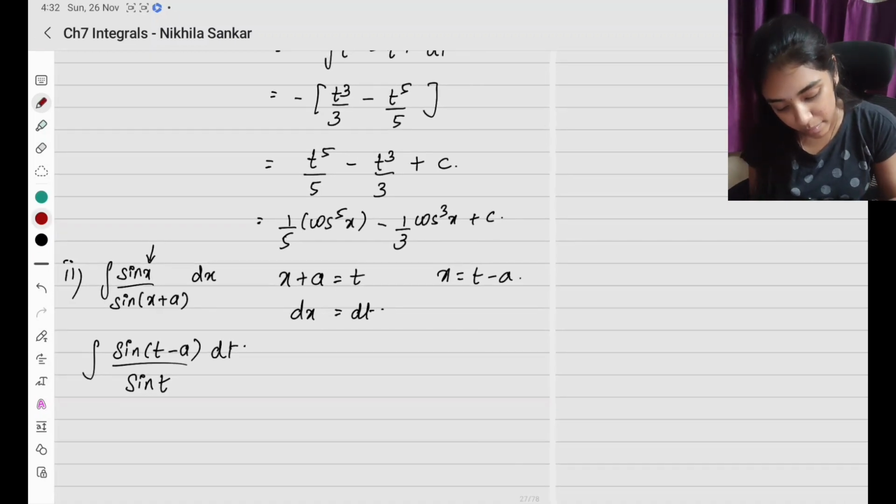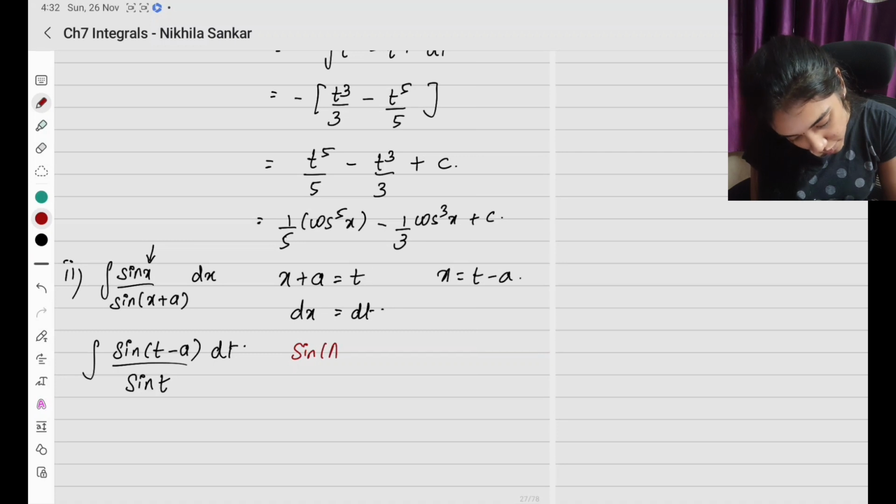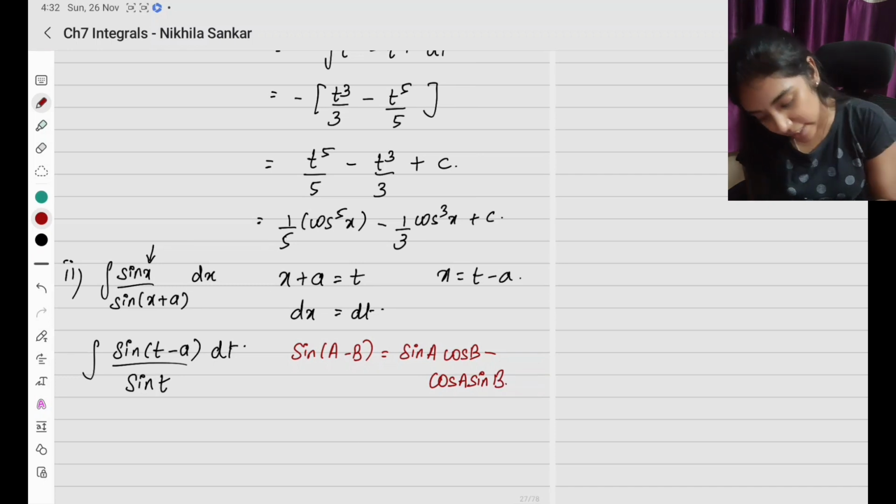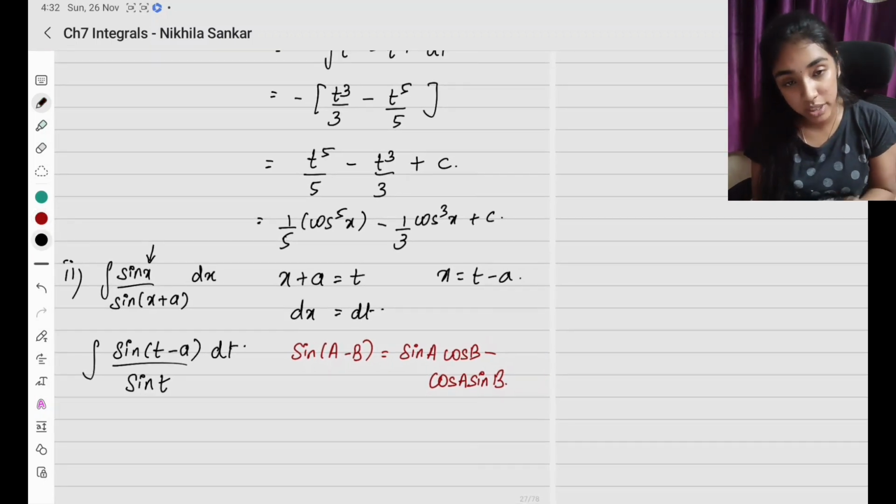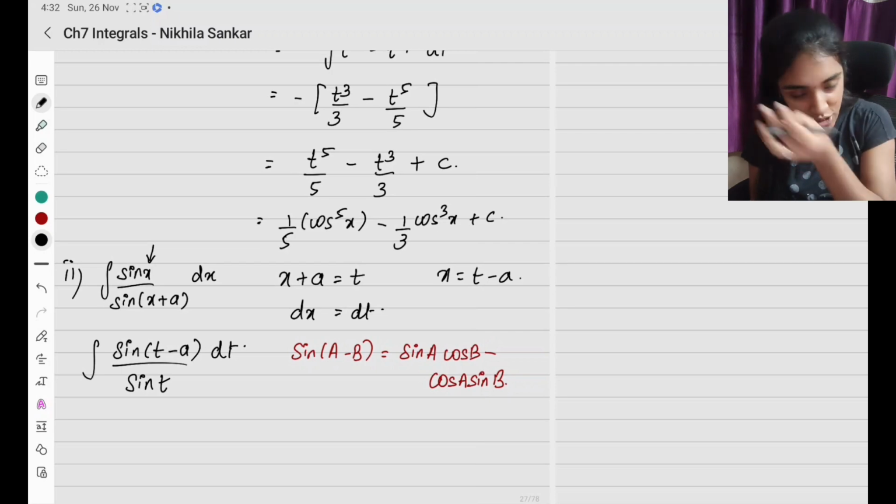I have sin of a minus b. So sin of a minus b ஃபார்முலா என்ன? Sin of a minus b equals sin a cos b minus cos a sin b. கரெக்டா? இது நியூமரேட்டர்ல இருந்தா தான் ஸ்ப்ளிட் பண்ண முடியும். டினாமினேட்டர்ல இருந்தா ஸ்ப்ளிட் பண்ண முடியாது. அதனால தான் நியூமரேட்டர் சேஞ்ச் பண்றோம் நம்ம.